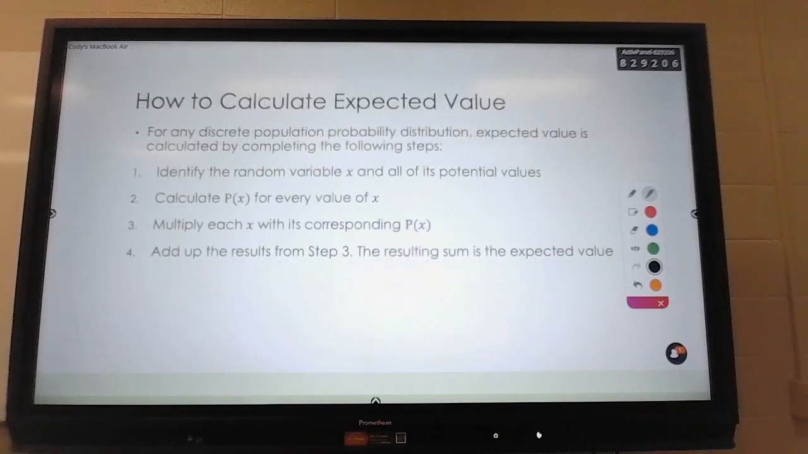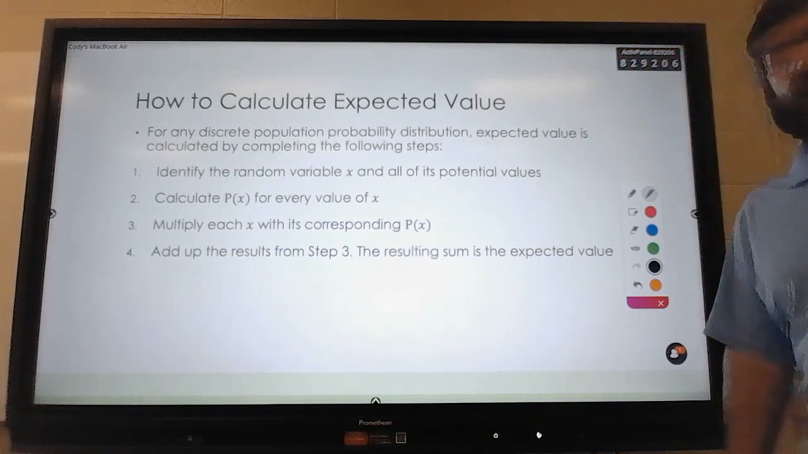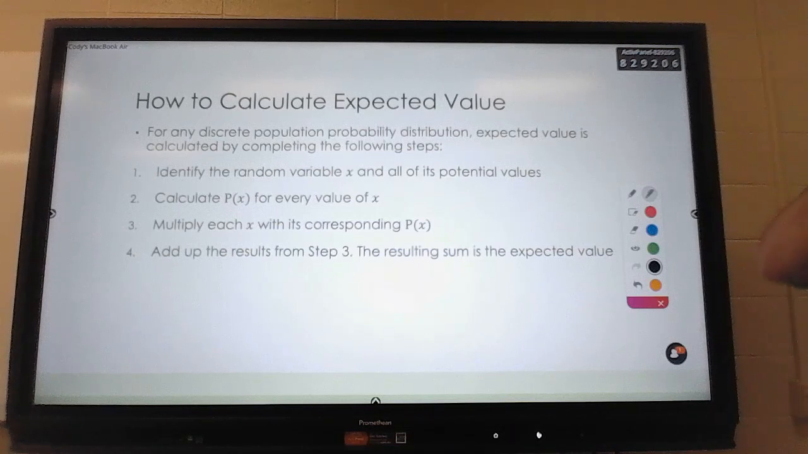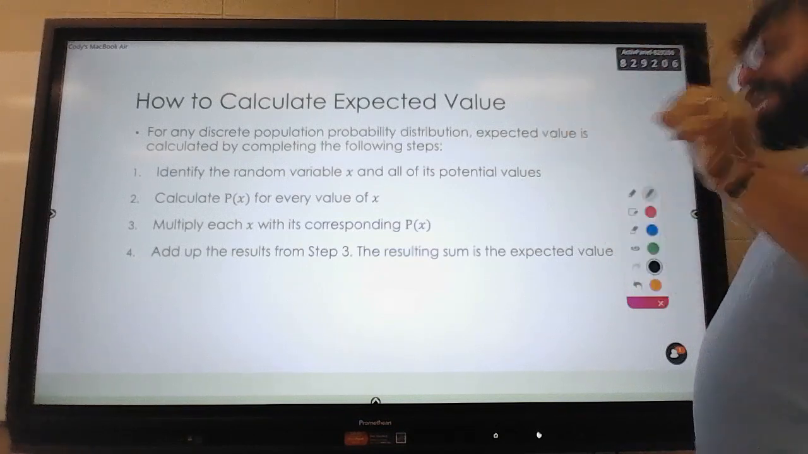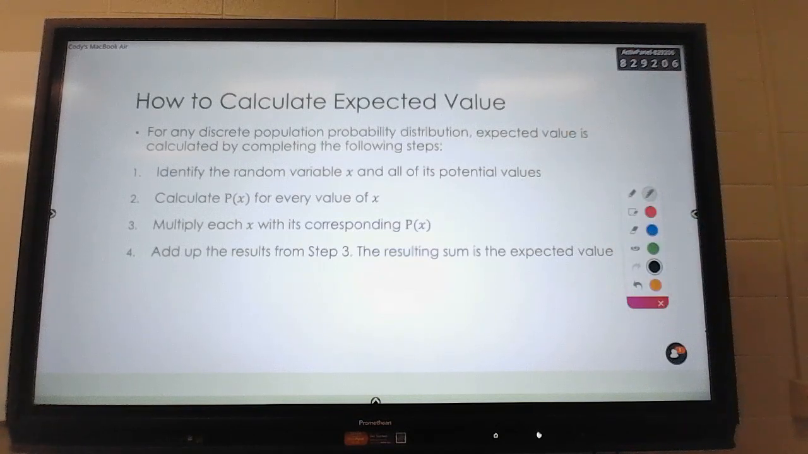Now, enough talking about what it means. Let's talk about how to calculate it. Here's how you calculate expected value. First, identify the random variable and all of its values. What's the variable you're trying to look at? What are its potential values? Calculate the probability for each of those potential values. Once you have that, multiply each value of x by its corresponding probability. Once you do that, add them all up. The result is your expected value.